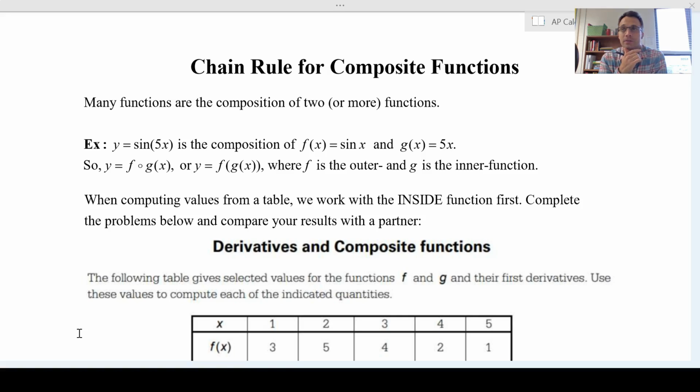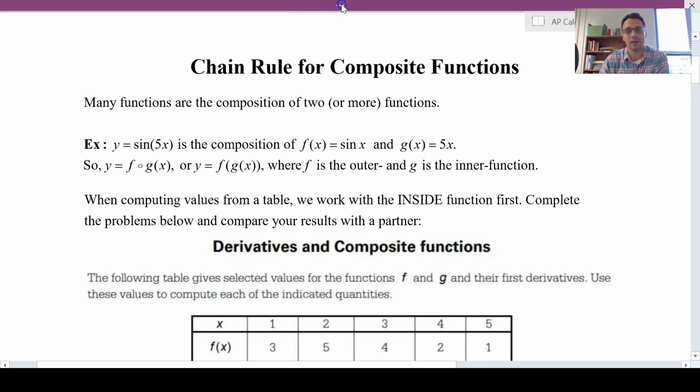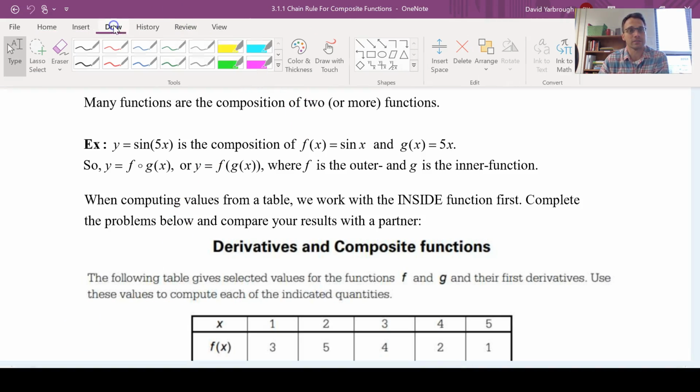Today I'm going to reintroduce what a composite function is, and then we will eventually get into the chain rule. So this is going to be a series of 3 videos. This first one we're just going to talk about composite functions. Many functions are the composition of 2 or more functions.